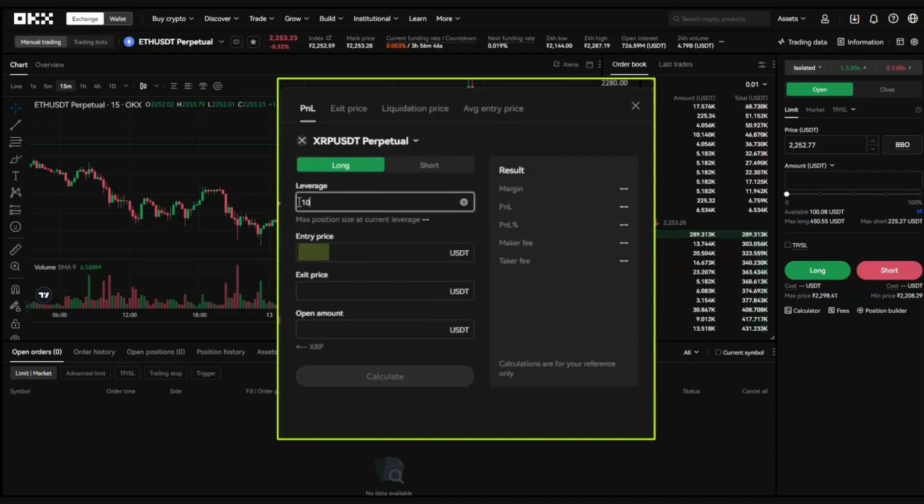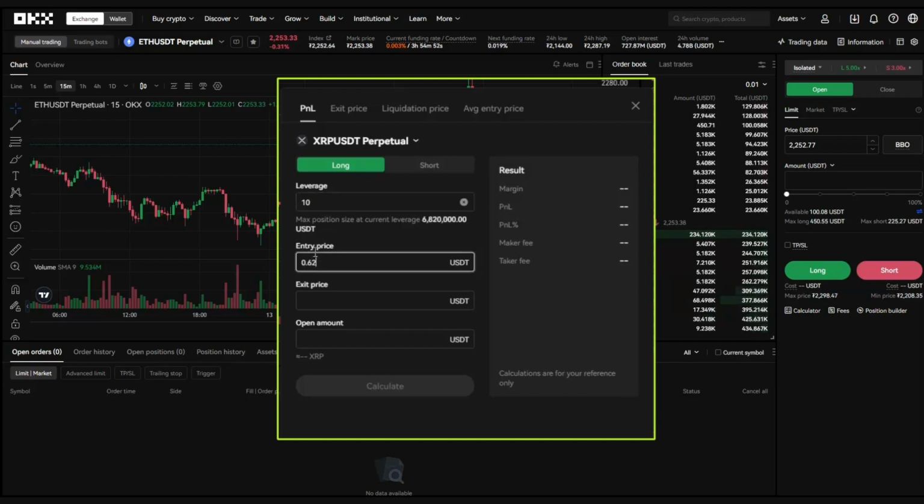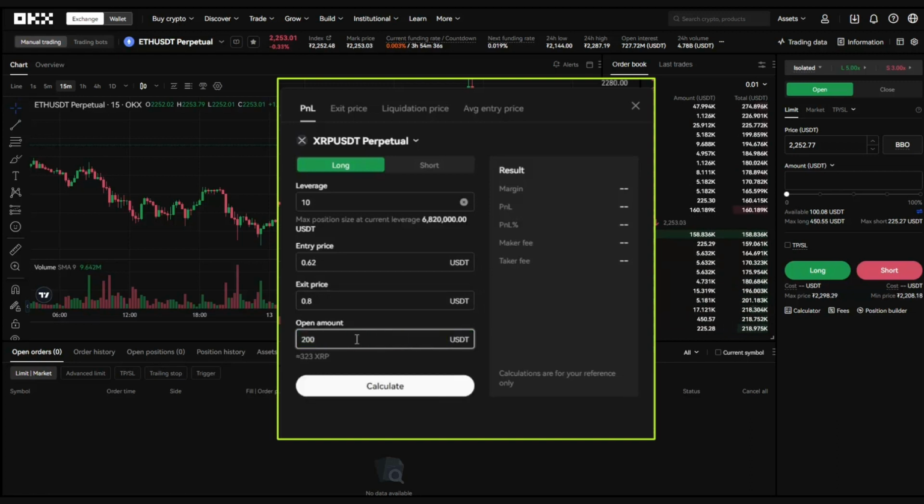Here you place the entry price. And here you place the exit price. And here you enter the amount of dollars with which you want to open the trade. You calculate. And here it appears that you only need to use $18 to open the trade. You would earn $54. This would be a profit of approximately 290%.